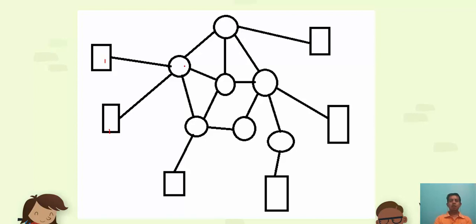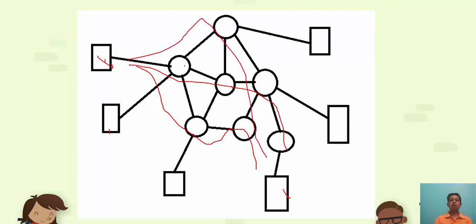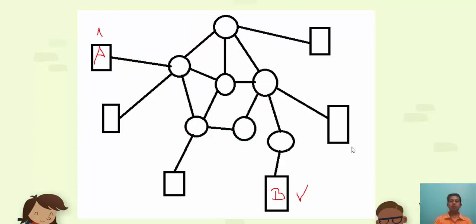Now, as you can see, there are multiple paths between two given nodes. Say, if I take this node and if I take this node, there are multiple paths. There is this path, there is another path, something like this. There is some other path like this. So, multiple paths exist between two given nodes.